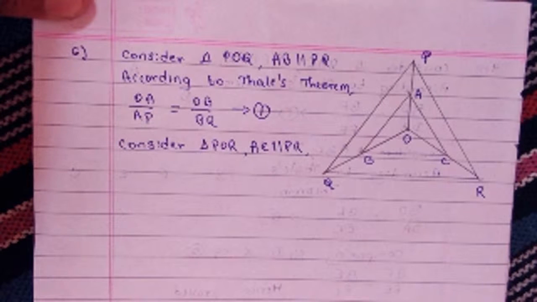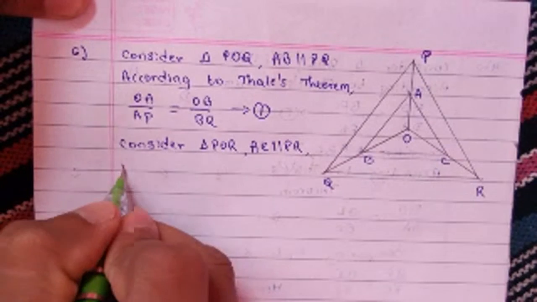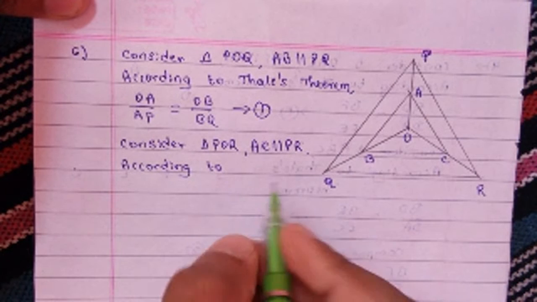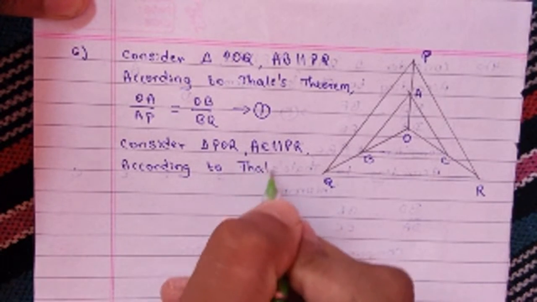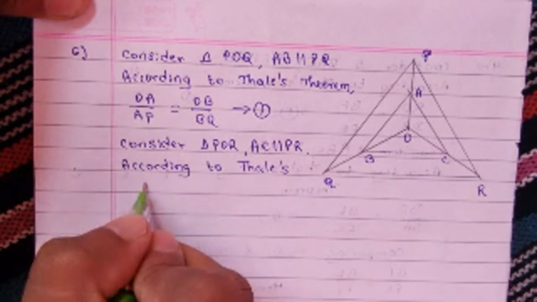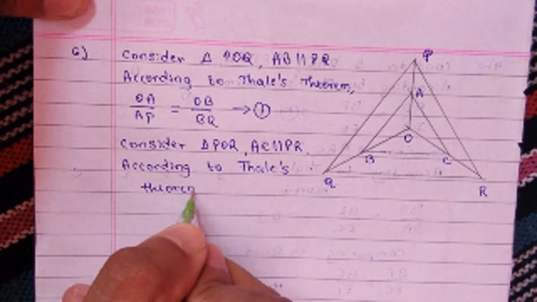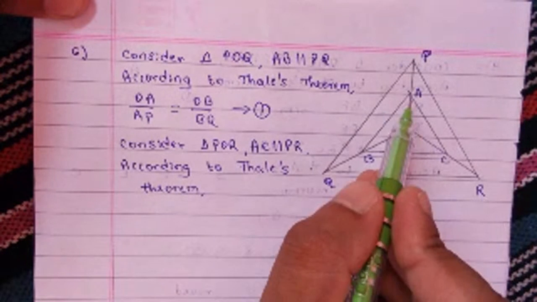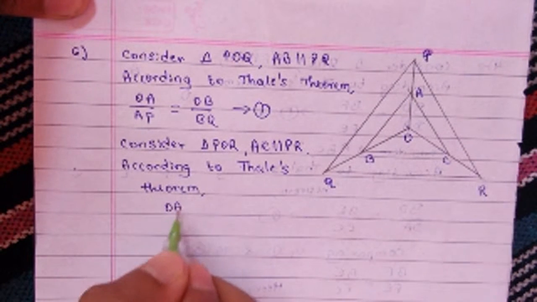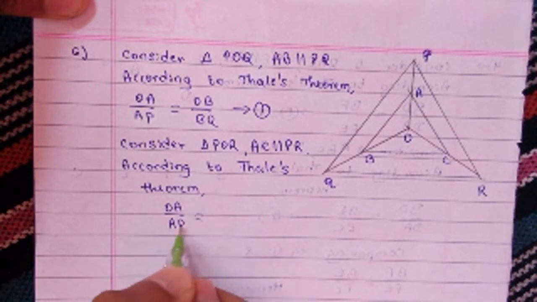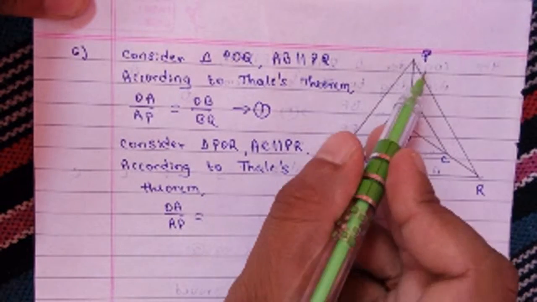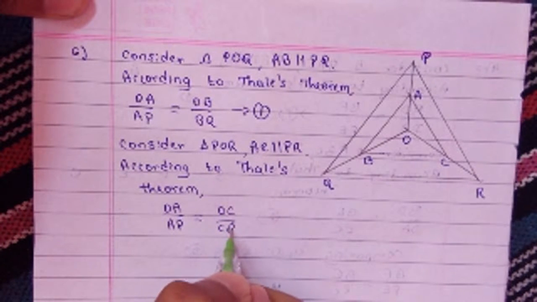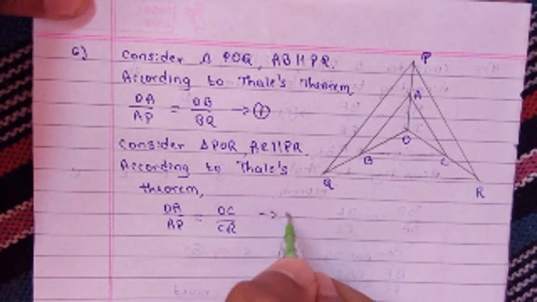So again we have to apply Thales theorem. According to Thales theorem, what does it become? OA divided by AP, that is equal to OC divided by CR. I will call this equation number 2.